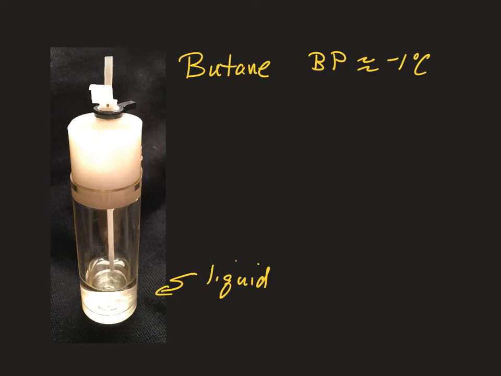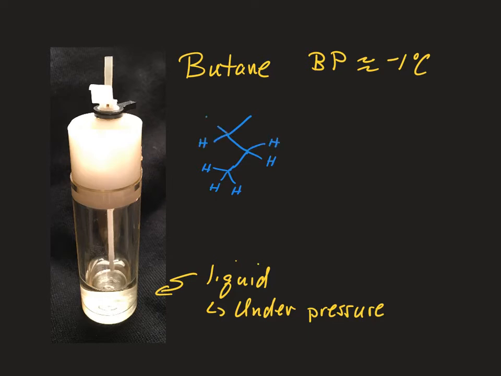And so it's only a liquid here because in this container it is under pressure. It would normally be a gas at room temperature. We know that butane has a structure of 1, 2, 3, 4 carbons, where there's a carbon at the end. I'm going to go ahead and show the hydrogens, roughly tetrahedral. Hydrogen here, hydrogen here, hydrogen here, there, hydrogen, hydrogen, hydrogen.